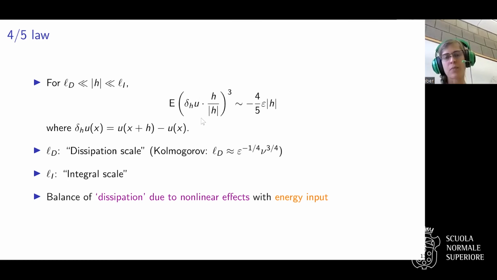This quantity should behave more or less as minus 4/5 epsilon times the modulus of h. And so that's where the name 4/5 law comes from, this constant here, which is maybe a little arbitrary. And this is true between some scales, so you would get some error terms here, depending on how close h is to one or the other.